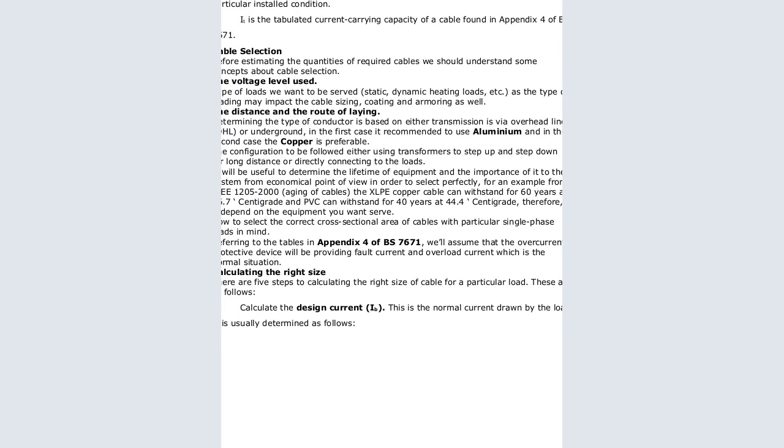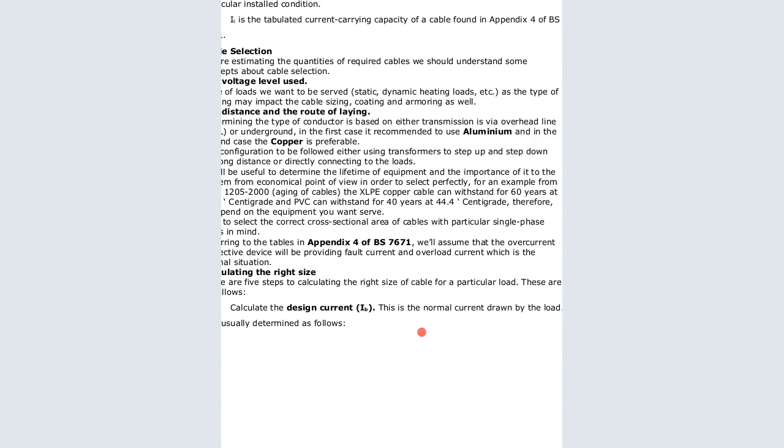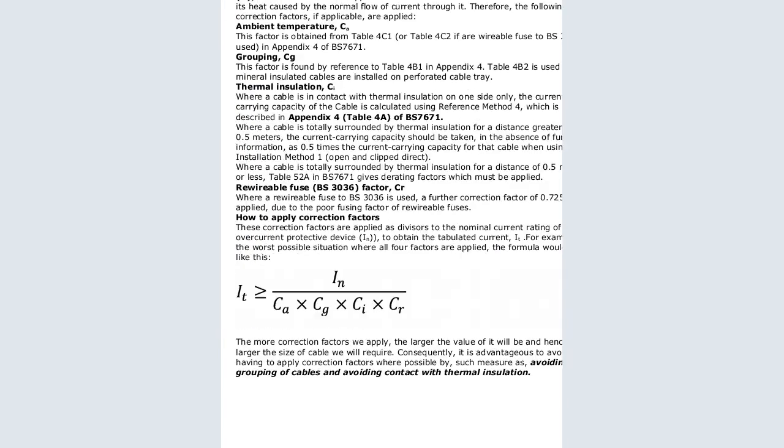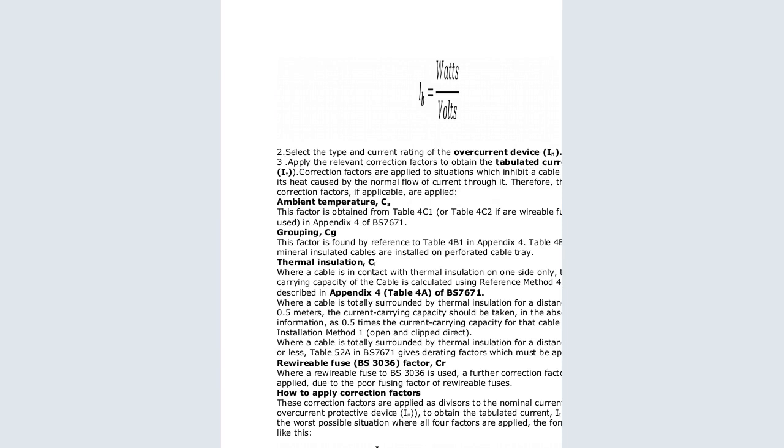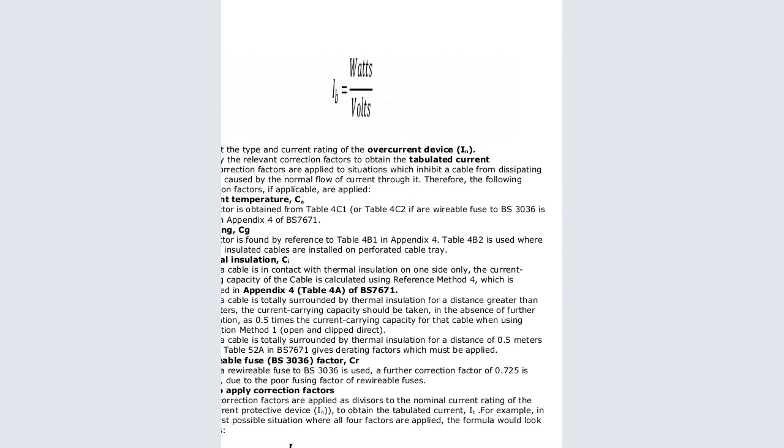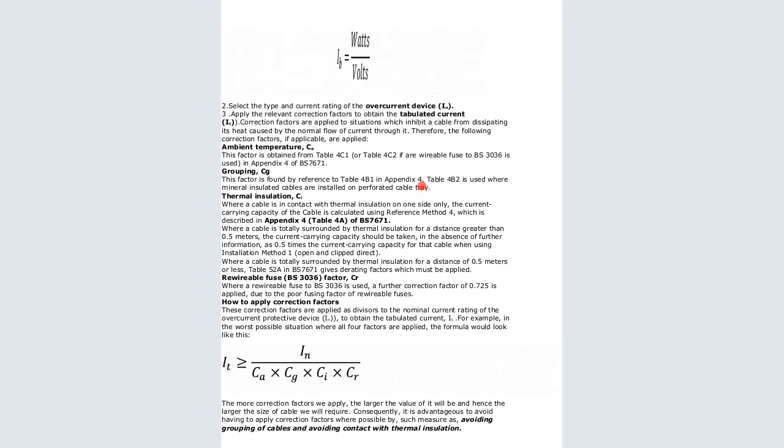First, calculate the design current, IB. It is the normal current drawn by the load, and it is usually determined as follows: IB is the watts over voltage. The total wattage is normally inscribed on the rating or specification of that apparatus, divided by the supply voltage. Second, select the current rating of the overcurrent device, IN. And third, apply the relevant correction factors to obtain the tabulated current.